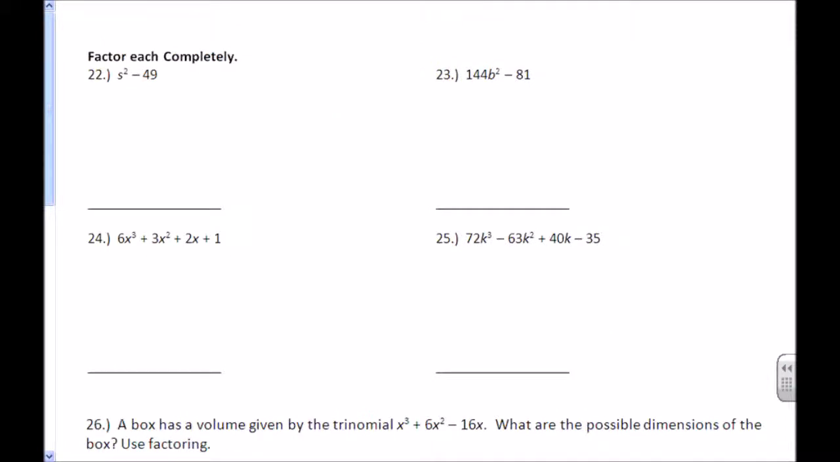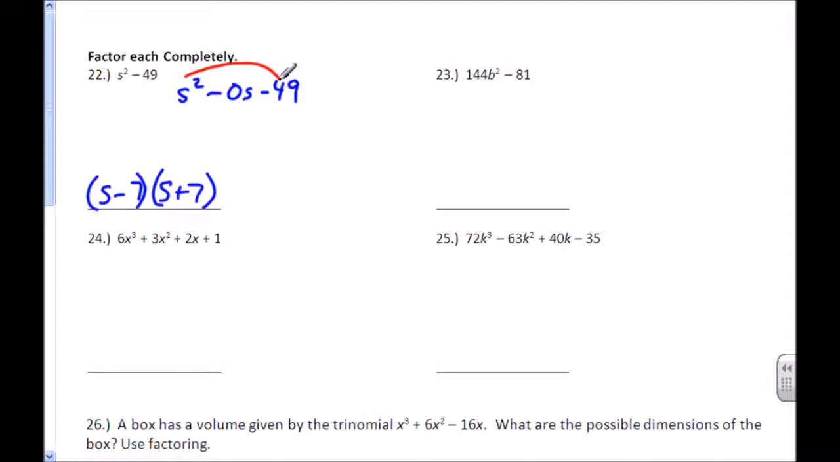The next one asks us to factor this completely. If you recognize this is a difference of squares, I know it's going to factor into conjugates, so it's going to be an s minus 7 and an s plus 7. Because I recognize it's a difference of squares, it has to factor into conjugates. If you don't recognize that, just remember that what you're missing here is the middle term. So you have a 0s that's missing. Well, now you can do it the way we've always done it.